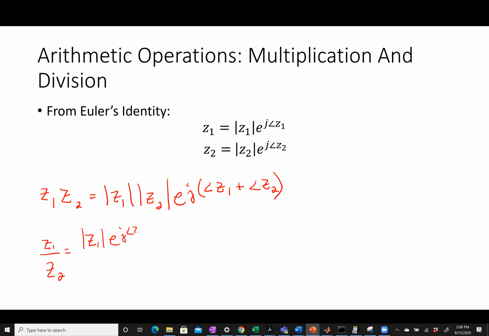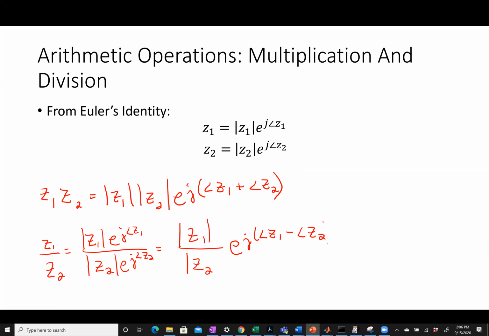And if I had Z1 divided by Z2, I'd have Z1 magnitude times E to the J angle Z1 over Z2 magnitude times E to the J angle Z2. What's that become? Magnitude of Z1 divided by magnitude of Z2. What do I do to the exponentials there? E to the J angle of Z1 minus angle of Z2, like that.